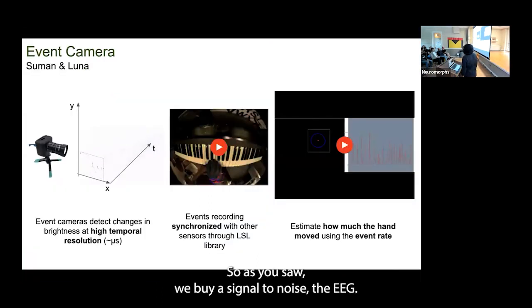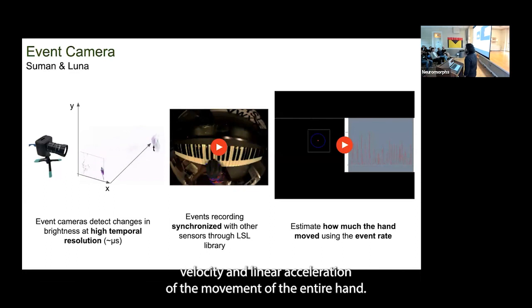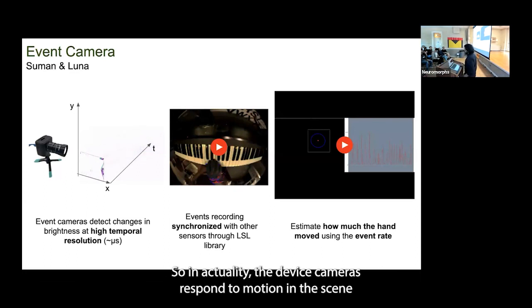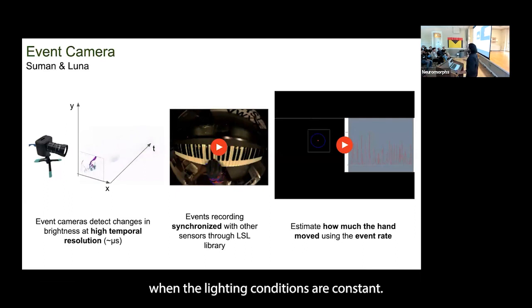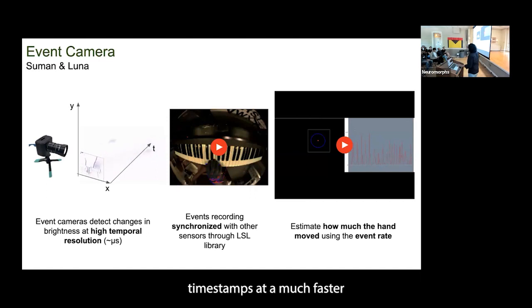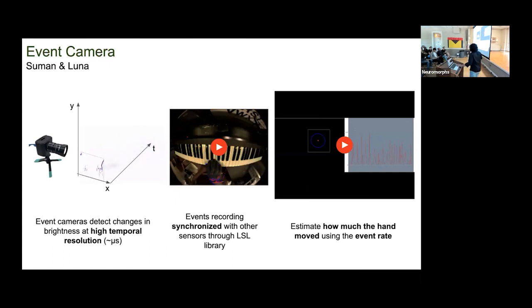Hi, everyone. So as you saw, we need a bias signal to denoise the EEG. So similar to how the glove measures the angular velocity and the linear acceleration of the movement of the entire hand, another strategy that we thought of using was the DVS cameras. So naturally, the DVS cameras respond to motion in the scene when the lighting conditions are constant. So we use this sensor to first record some synchronized data. The difference here was that we used the LSL layer to just send timestamps at a much sparser rate rather than all the events, because it's producing data at a much higher rate.